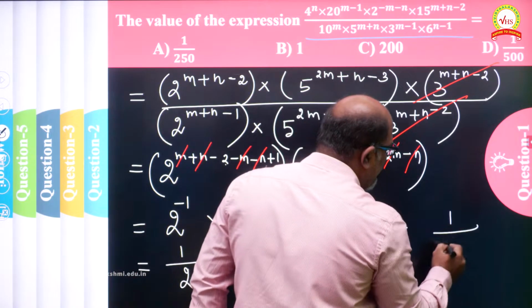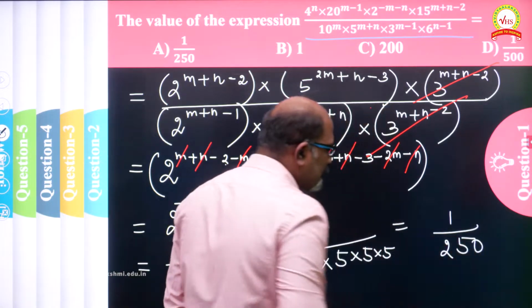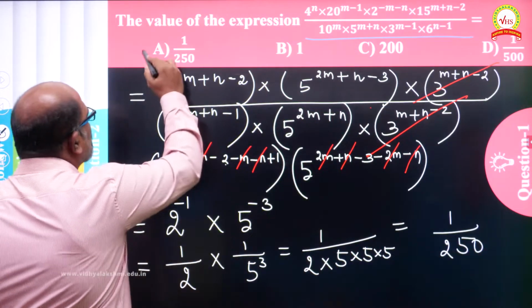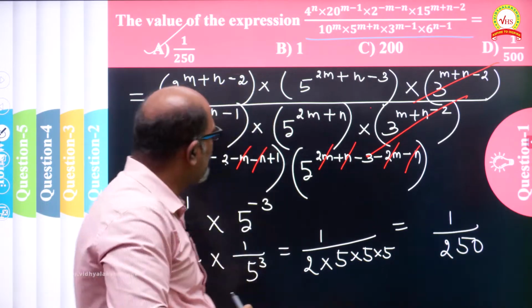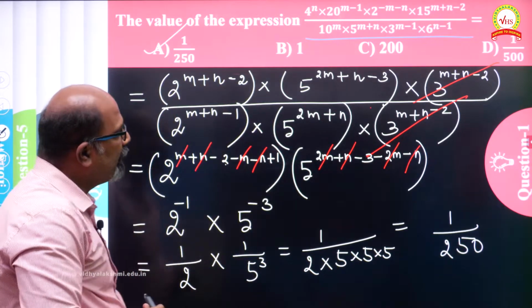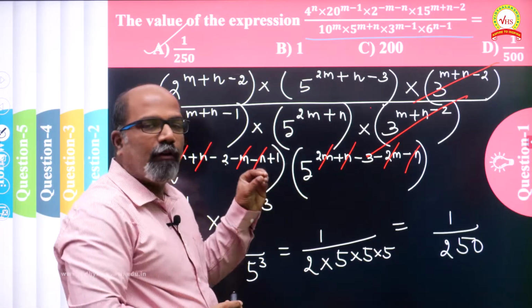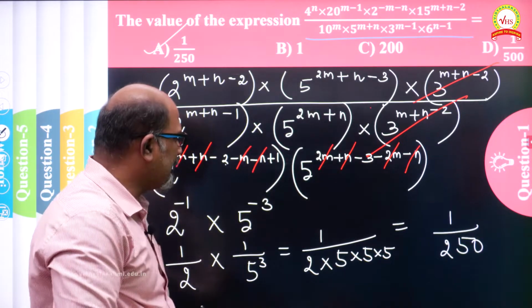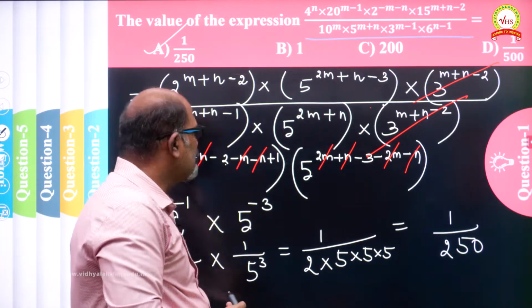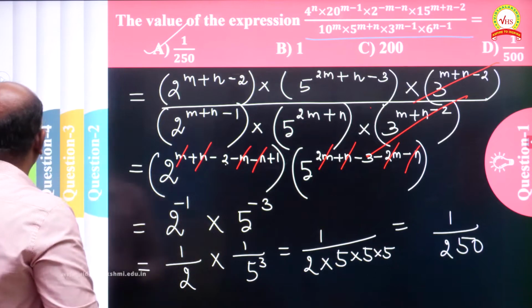So 1 by 250 is the answer for this question, and the solution matches our answer in option A. This is such a long, lengthy problem. We have to apply the rules carefully and follow the steps carefully. Then only you will be able to get the correct answer. Okay. Now we are going to the next question, question number 2.